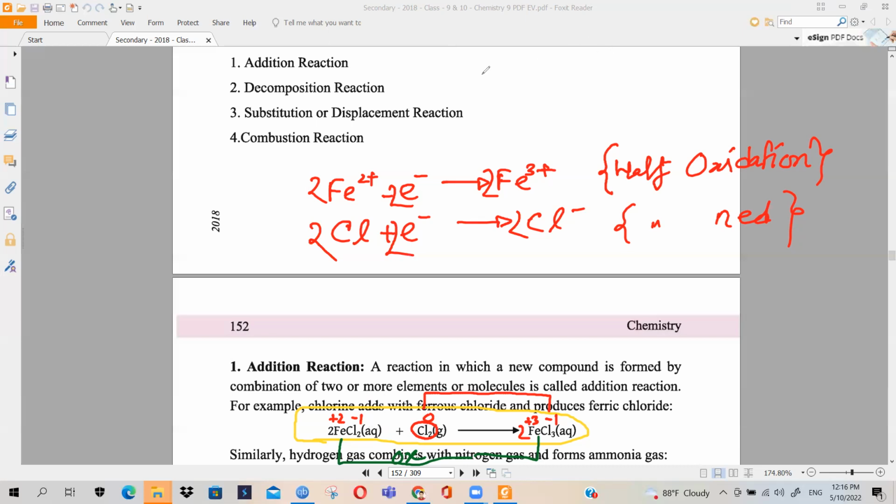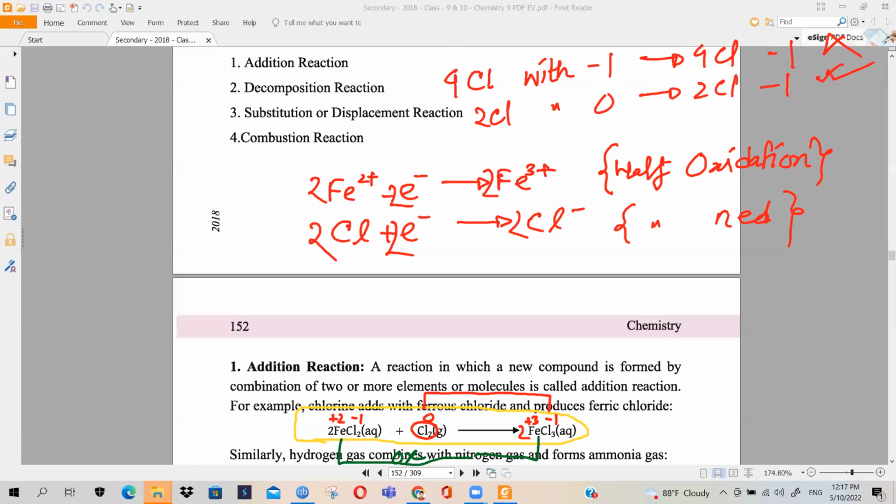No. Let me clarify it again. There are 4 chlorines with -1 charge, and 4 chlorines with -1 again. There is no reduction occurring here, right? But 2 chlorines with 0 and then 2 chlorines with -1, so there is a reduction occurring here. So you have to practice more and more to master this thing.